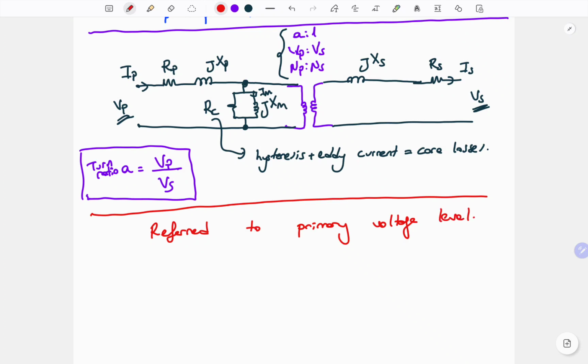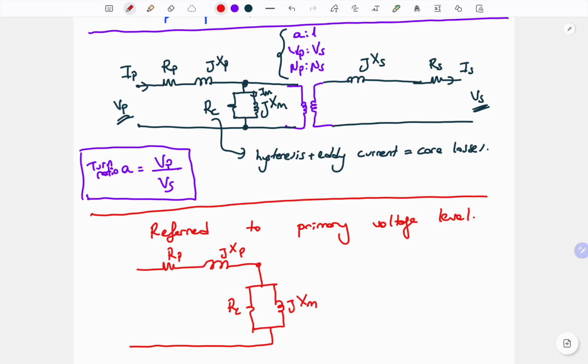So what does it mean? We will use all the components at the primary side. So for the primary side components, we can draw them directly. For example, RP, XP, RC, and XM. These are the primary side components. What else? We have VP and IP, which represent the primary side voltage and current. Okay. Which parameters remained? XS and RS.